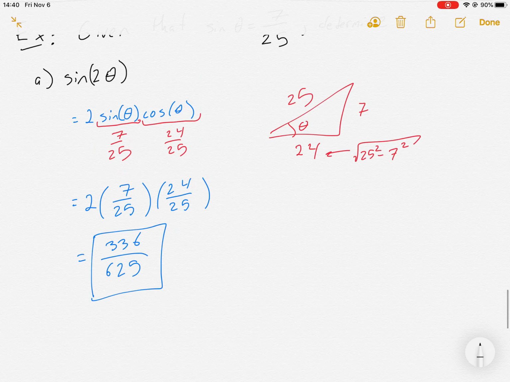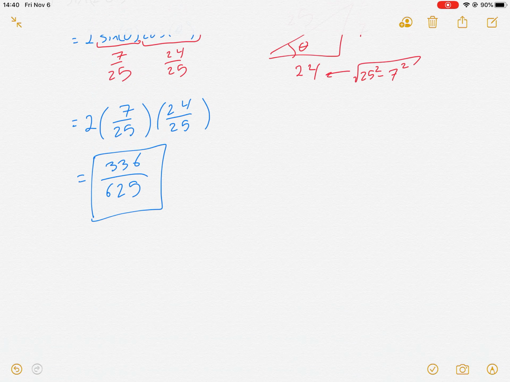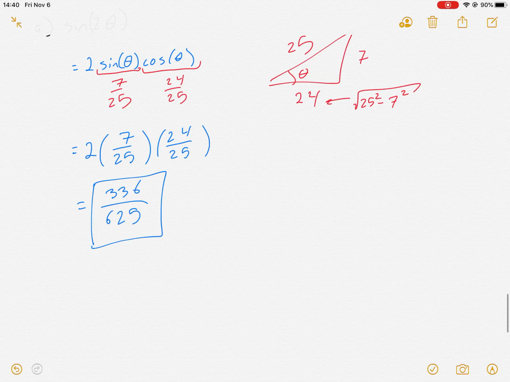Okay, so like I said, it's not too much different. It's actually probably a little less work because you only have to make one triangle in order to calculate this. So it works out pretty similarly. Let's do the same for cosine now. So we're going to do cosine of 2 theta.